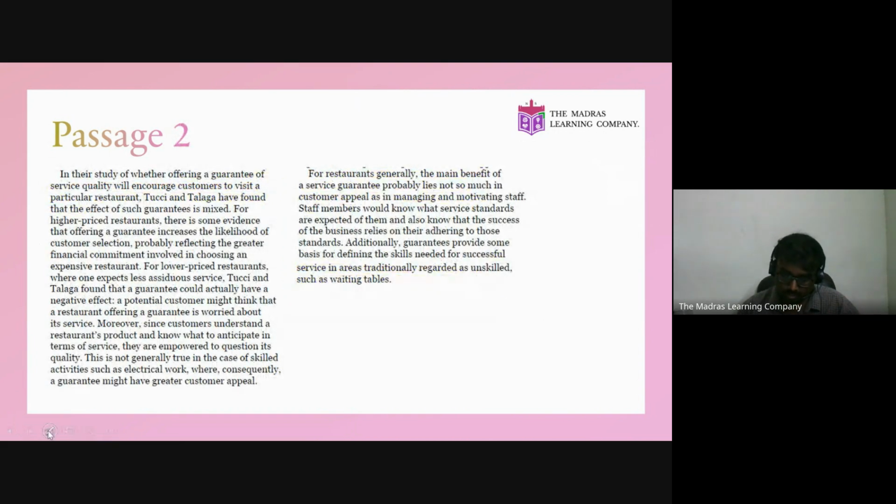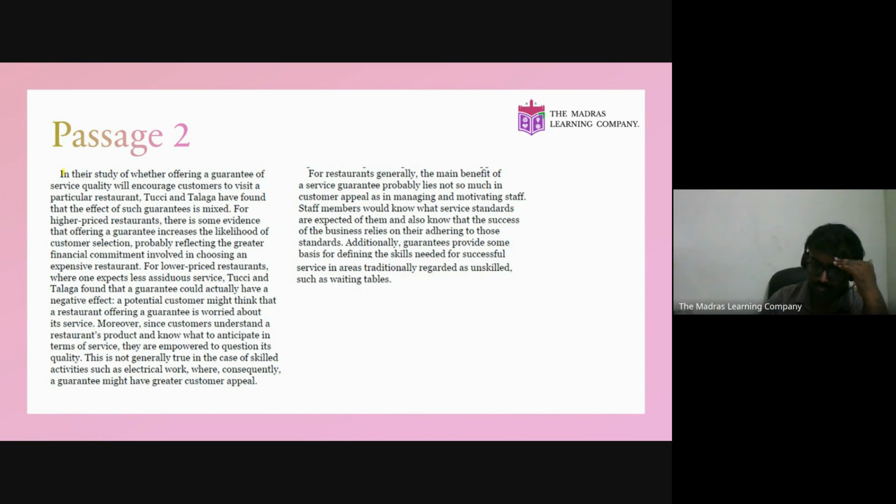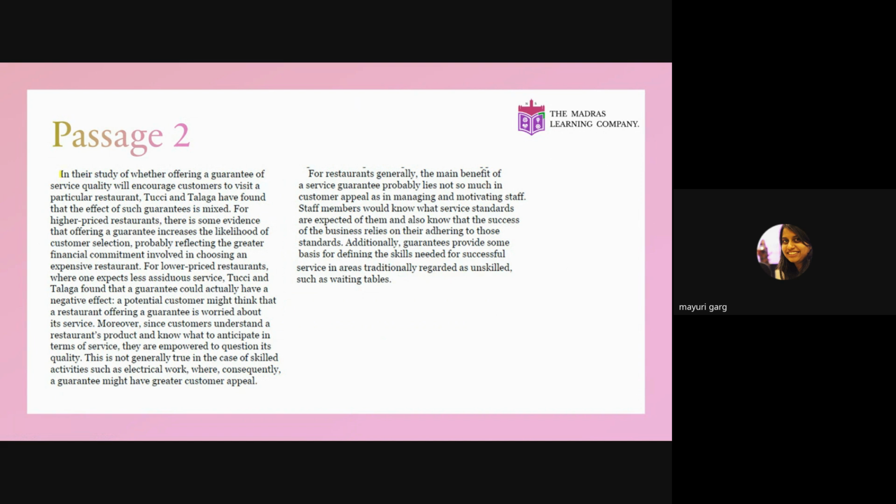All of these are OG passages. That's why I picked them up. They're all screenshots. Okay, let's do it together this time. So, Mayuri, what should I do with the first sentence? We should read it. So, can you read it? Yeah. "In their study of whether offering a guarantee of service quality will encourage customers to visit a particular restaurant, Tushi and Tanaga have found that the effect of such guarantees is mixed."